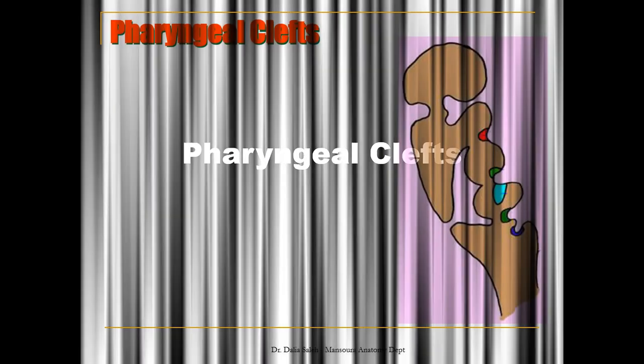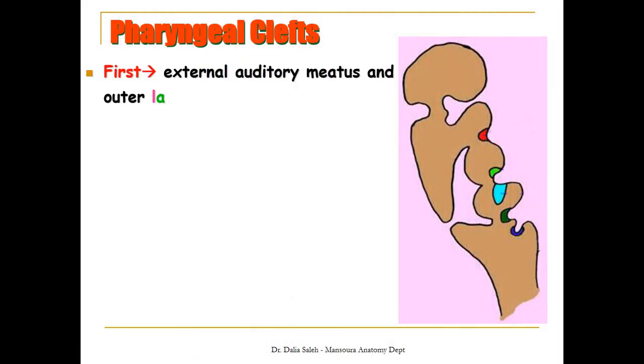Now let's have a look at the pharyngeal clefts, how they develop. The first pharyngeal cleft will develop into the external auditory meatus and the outer layer of the eardrum. Remember that the outer layer of the eardrum is ectodermal in origin. And the dorsal part here will develop into the ear helix or ear pinna, while the ventral part will become rudimentary and disappear. From the second to the fourth pharyngeal clefts, they will form the side of the neck.